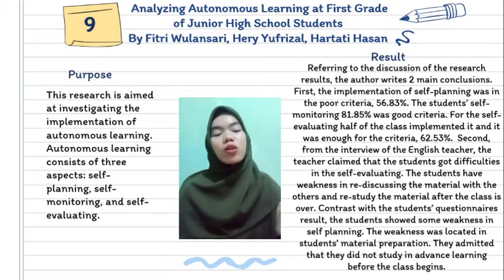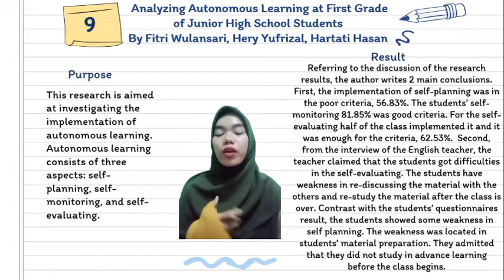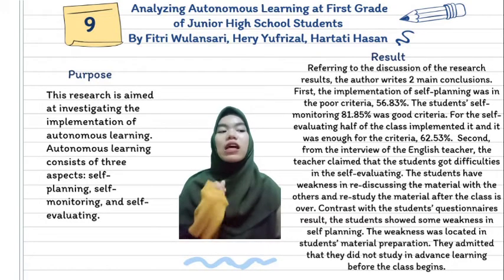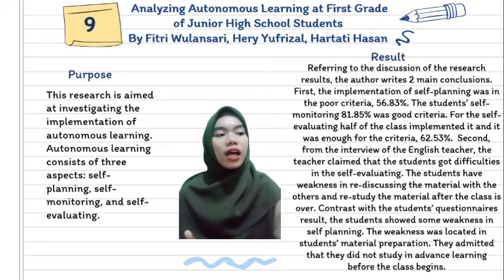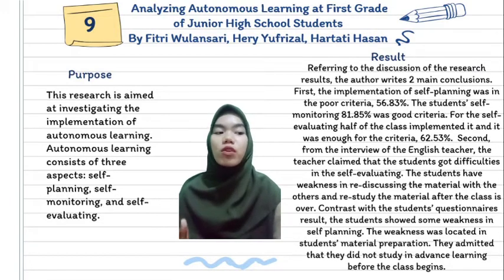So the ninth is analyzing autonomous learning at first grade of junior high school students by Fitri Wulansari, Hari Yufrizal, and Harkapi Hasan. And the purpose is to investigating the implementation and autonomous learning. Autonomous learning consists of three aspects: self-planning, self-monitoring, and self-evaluating. And the result, referring to the discussion of the research results, the author writes two main conclusions. First, the implementation of self-planning was in the four criteria, 56 and 83%, and the student self-monitoring, 81 and 85% was good criteria, and for the self-evaluating, half of the class implemented it, and it was enough for the criteria, 62 and 53%.